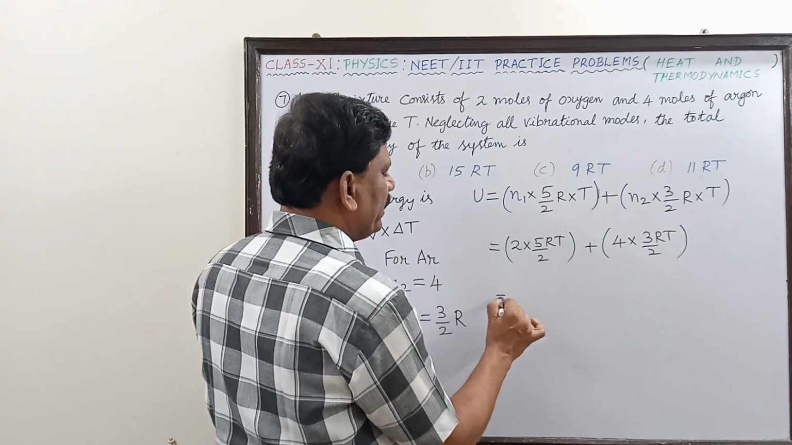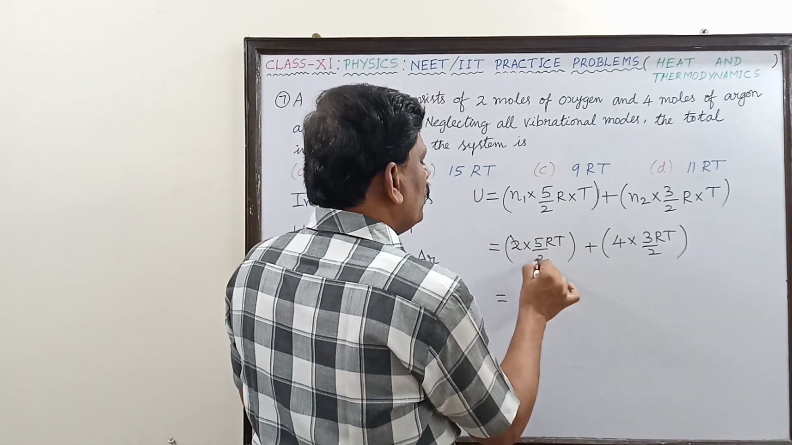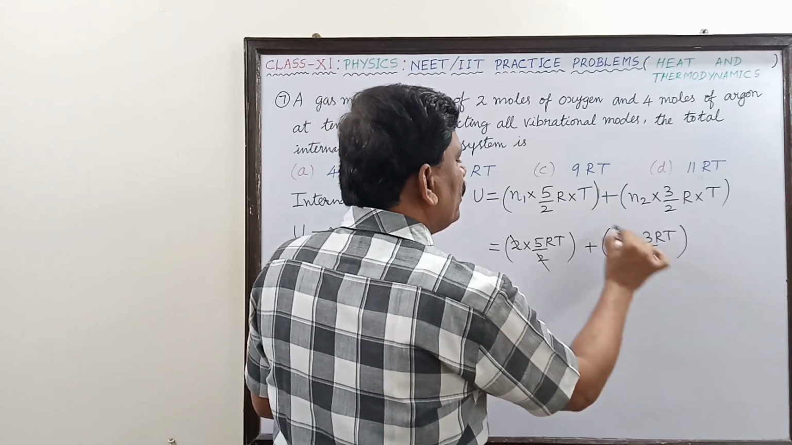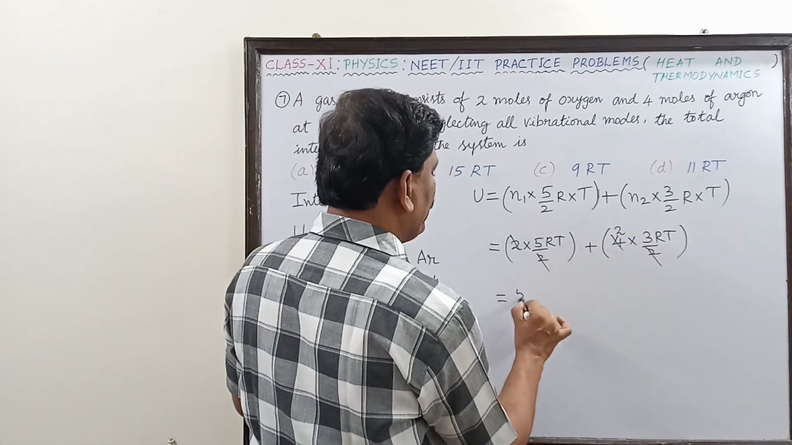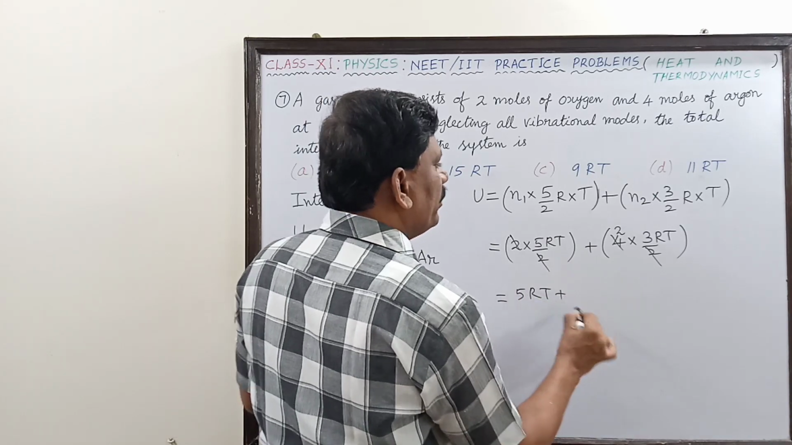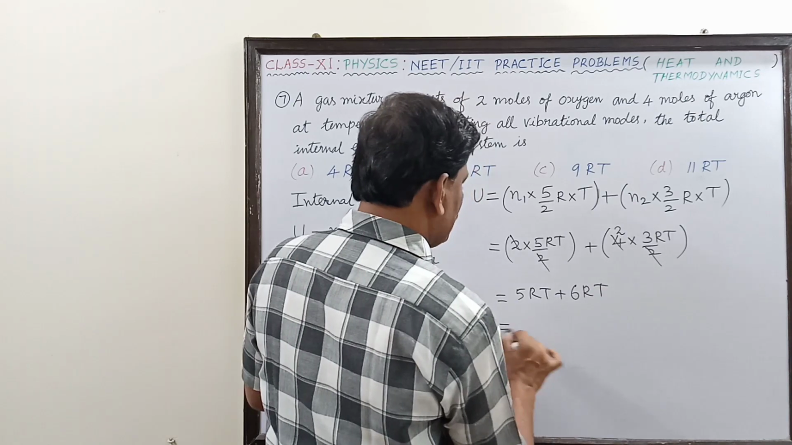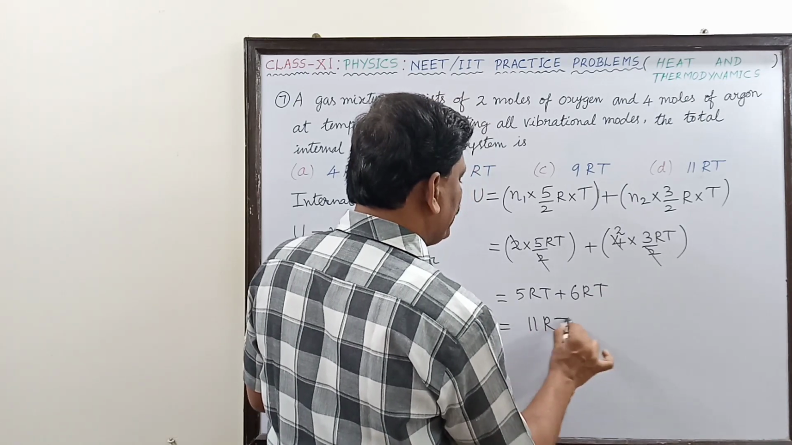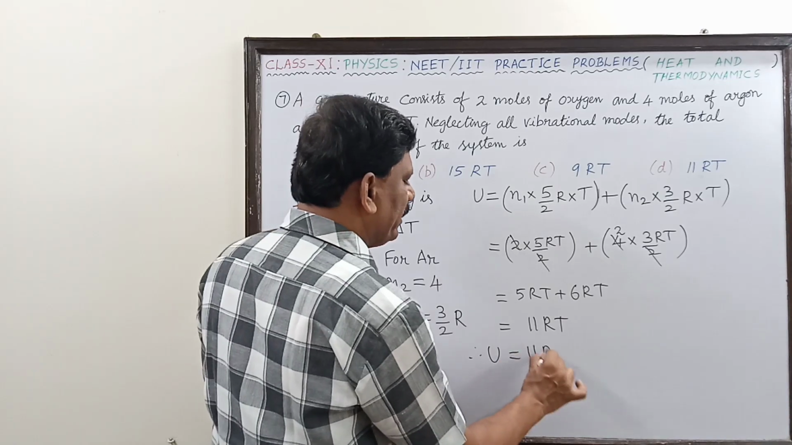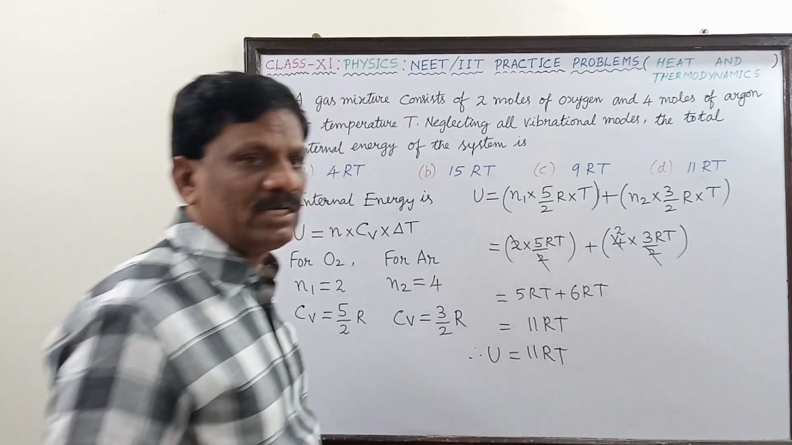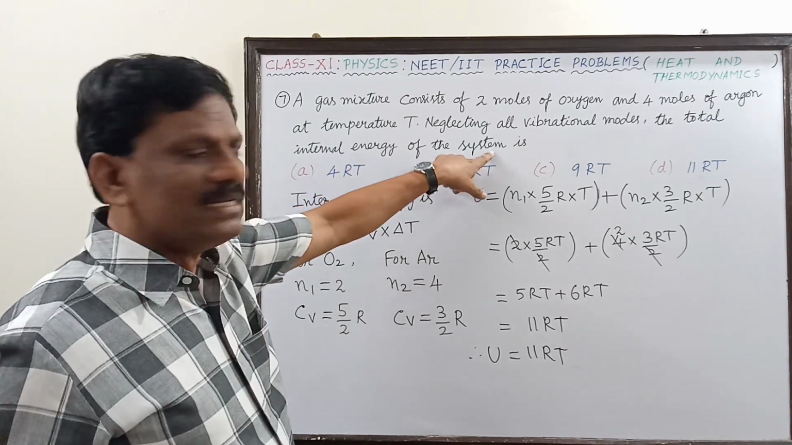So now, 2 and 2 get cancelled, 4 and 2 get cancelled twice. So remaining is what? 5 RT plus 3 twos are 6 RT. So this is equal to what? 11 R into T. Therefore, U is equal to what? 11 RT. This is the total internal energy of the system.